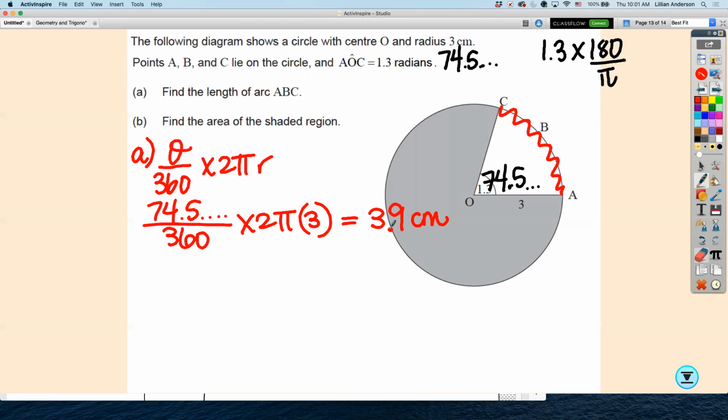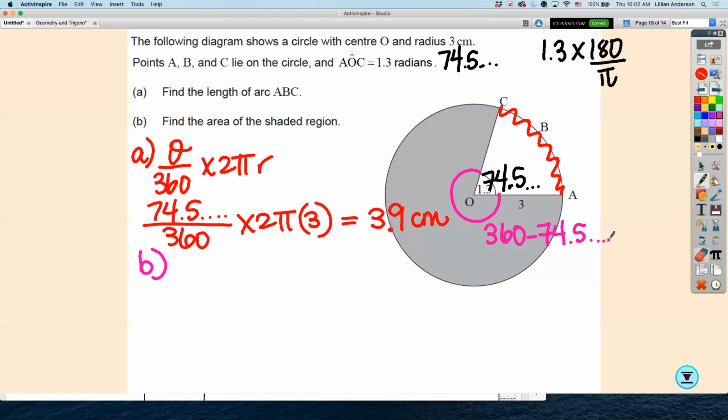So then part B, it asks you to find the area of the shaded region. How could I find the area of the shaded region? You would just do the sector area and then subtract. There would be theta over 360 times pi r squared. But my question is, how could I find the area of the shaded region when I don't know the angle? Well, since it's all 360, you would just do 360 minus the 74.5. Exactly. 360 minus the 74.5 number will give me the angle of the shaded region. So you would need to do that.